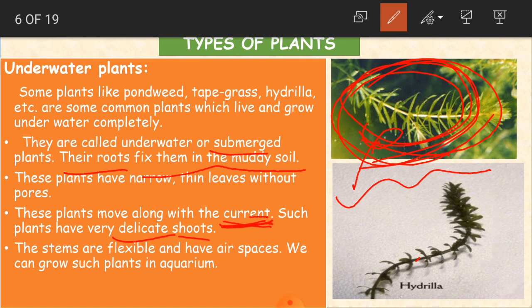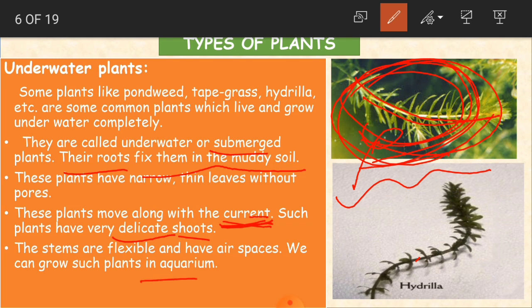The stems are flexible and have air spaces. Are you able to see the stems here? Yes, the stems are flexible, in the sense they move very easily, and have air spaces, in the sense where air is able to move. It allows the air to move. Okay, the stems are very flexible. We can grow such plants in an aquarium.